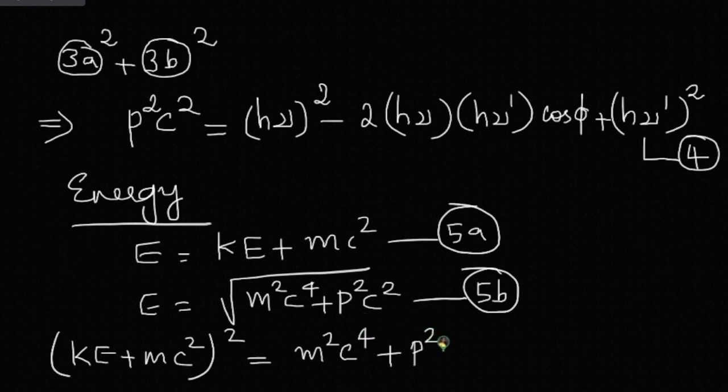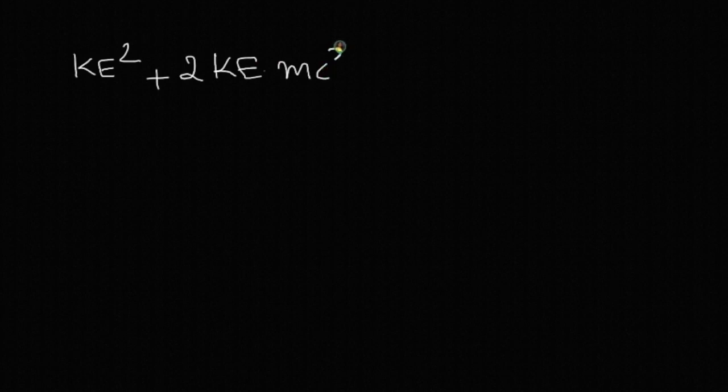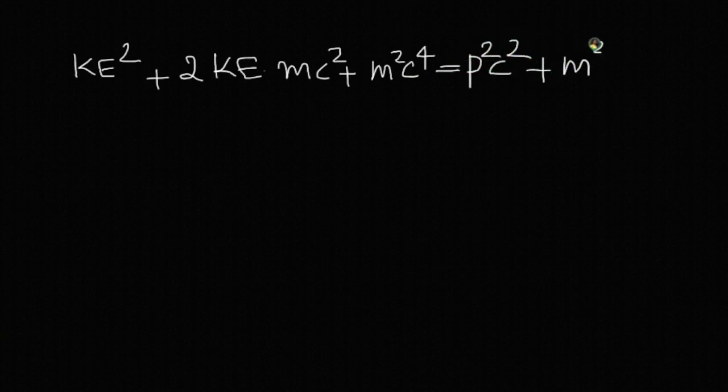The square root disappears because we have squared. So that implies you can expand the same and get the expression as kinetic energy square plus 2 into kinetic energy into mc square plus m square c raised to 4 will be given by p square c square plus m square c raised to 4.